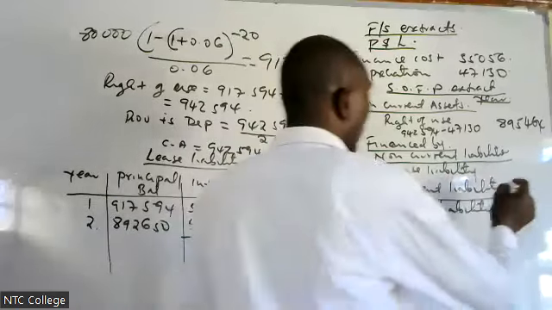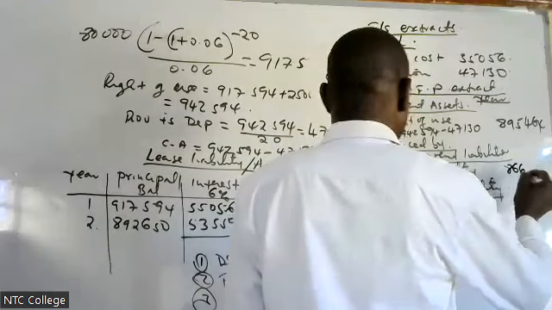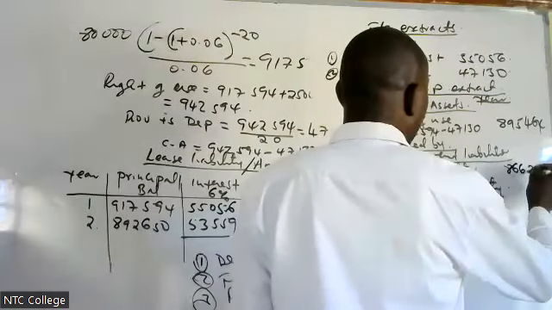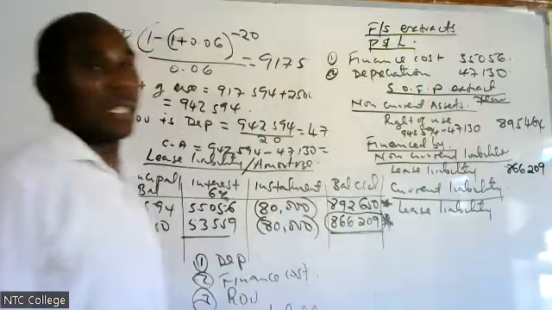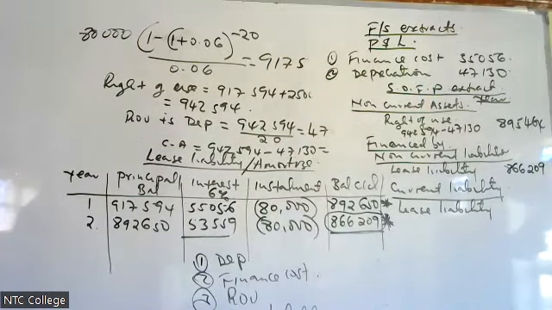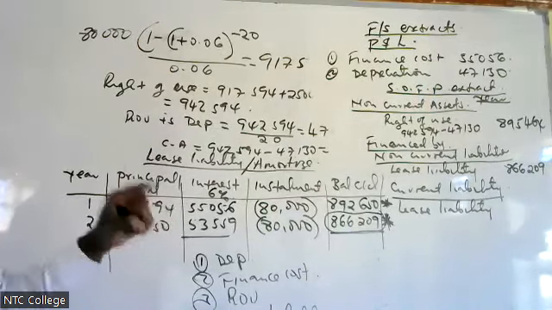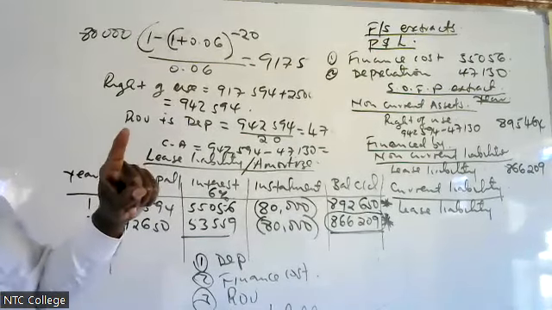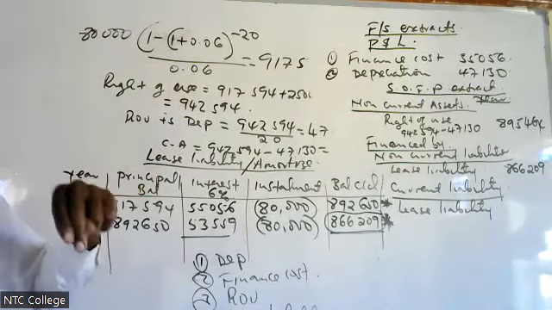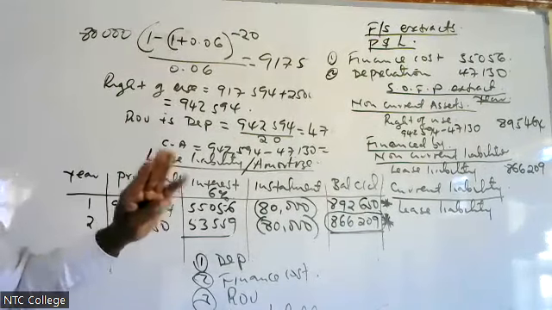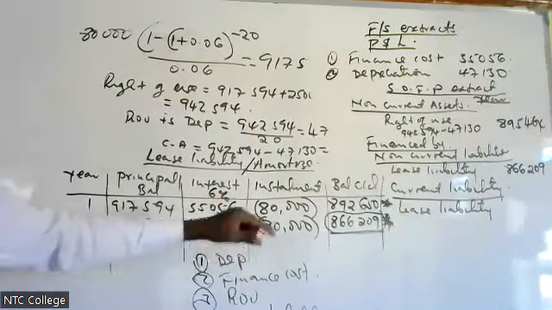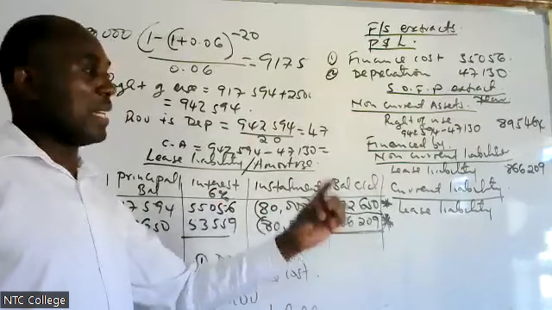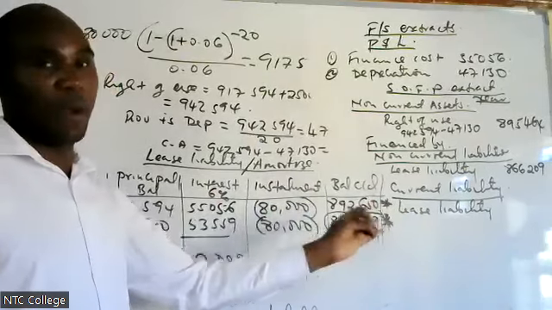Like in this case, I'm going to report 866,209 as the non-current liability in year 1. I take it from year 2. Remember, we were asked to prepare for year 1, but you must prepare for the subsequent year. What will be the impact? The liability for year 2 is the non-current liability for year 1.